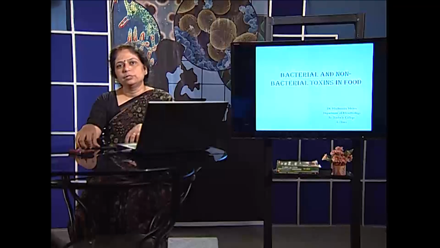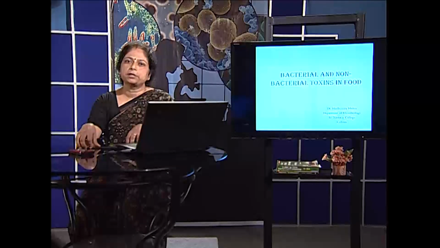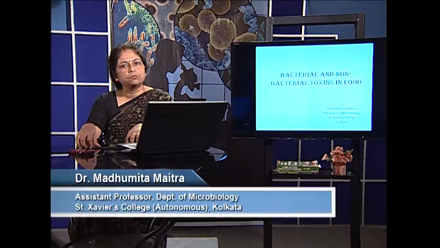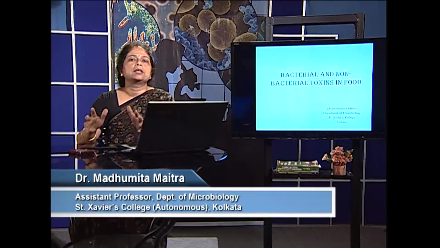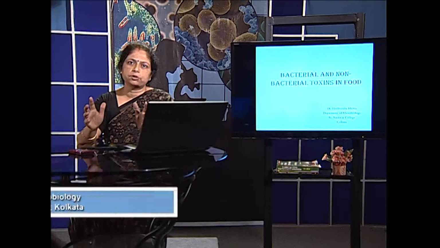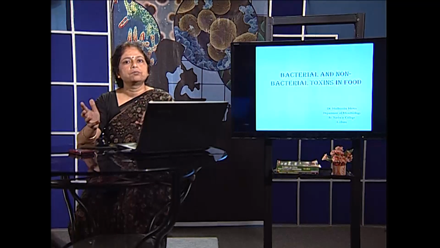Hello students. Today we are here to learn the production of the bacterial and the non-bacterial toxins in food, which ultimately leads to food poisoning. Now what is food? Food is basically a source of nutrient for the human, for the animals and for all the biological entities on this earth. And therefore, food is a very good substrate for the growth of microorganisms like bacteria and mold.